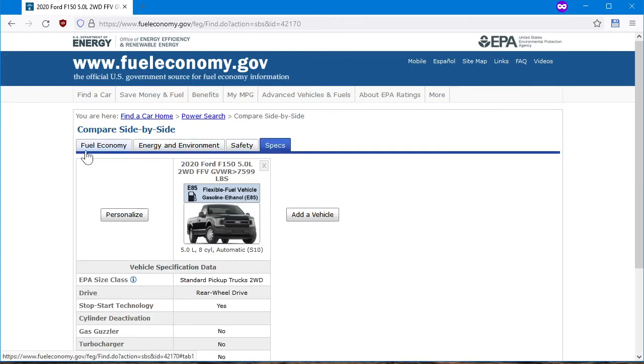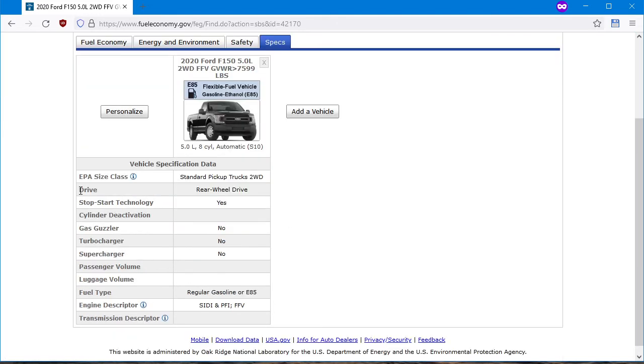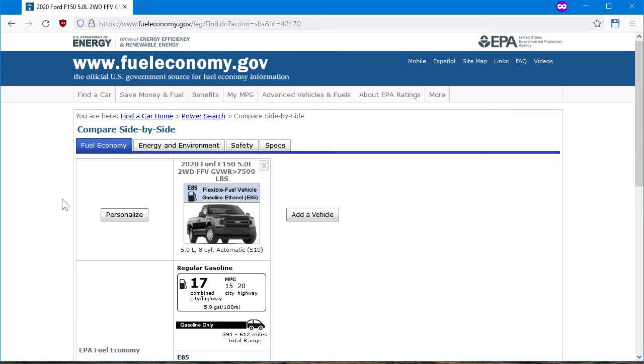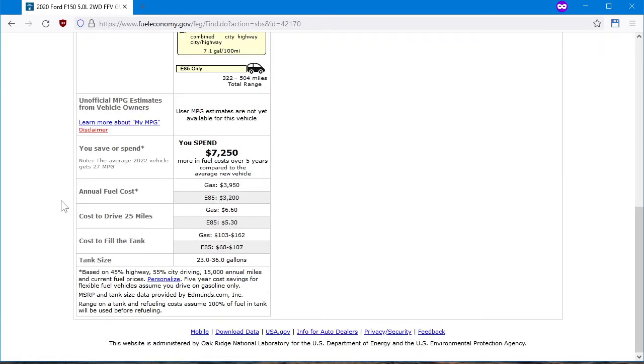Okay, so I went to fuel economy and I went to specs. Let me see if it tells me the tank size there. It does not. Let's go to the fuel economy tab and see if it tells me the tank size there. Oh, it does. Tank size: 23 to 36 gallons. I will assume the low end at 23 gallons.